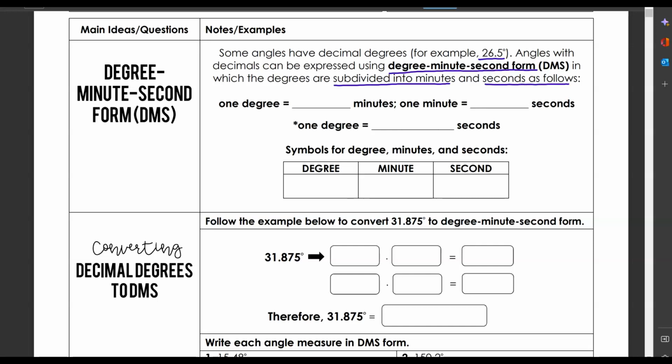1 degree is going to be 60 minutes. 1 minute will result in 60 seconds. So therefore, 1 degree is equivalent to about 3,600 seconds, or in other words, 60 times 60, right? So the symbol for degrees, minutes, and seconds: for the degree, we have a little circle like this. For minutes, it's just 1 apostrophe, and for seconds, we have that kind of quotation symbol, okay?